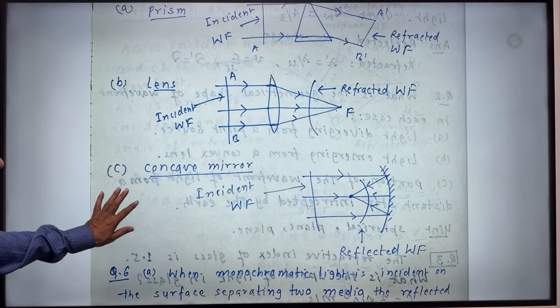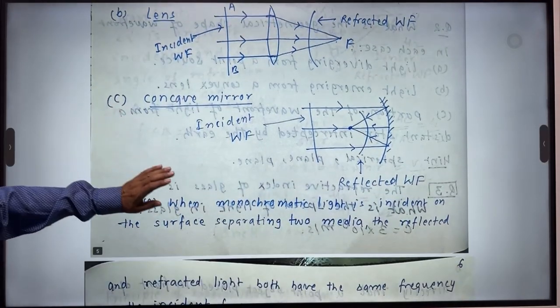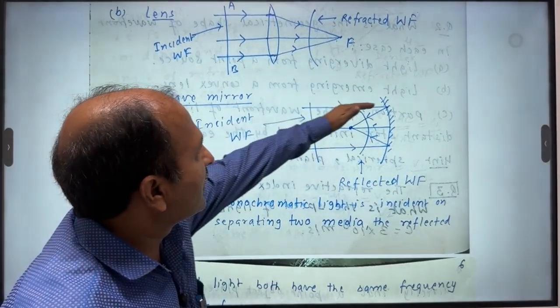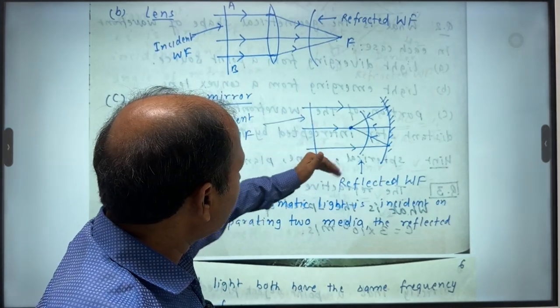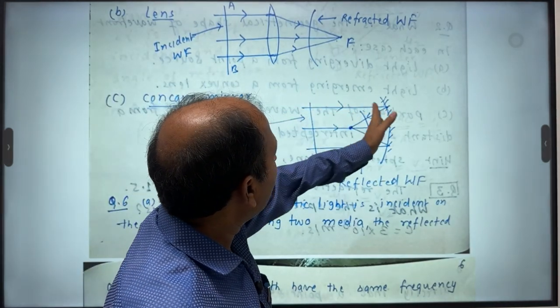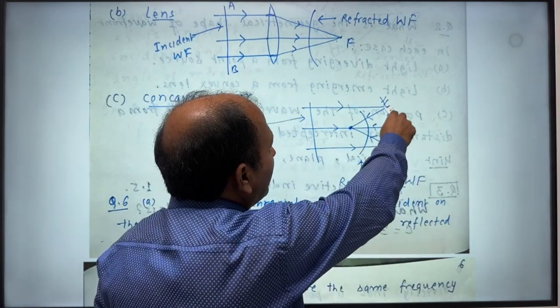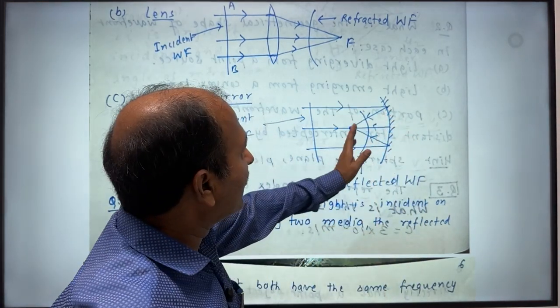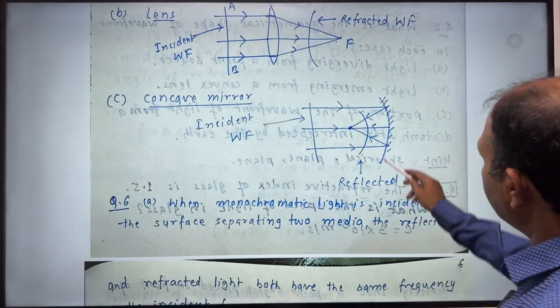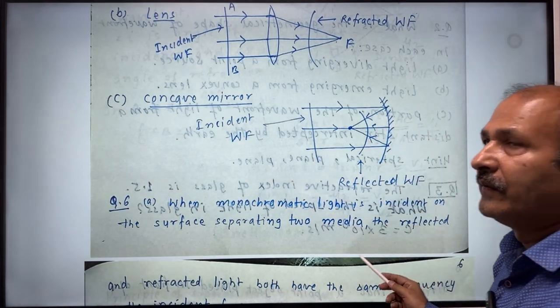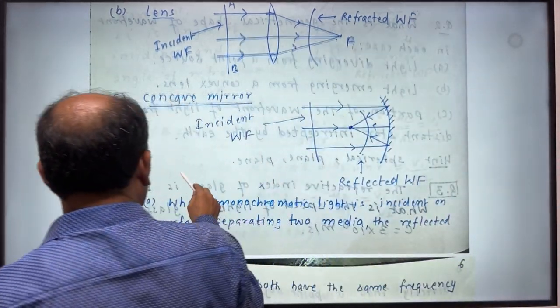Then we consider a concave mirror. In a concave mirror, you know, these are parallel rays. So here we draw the incident wavefront. Now after reflection from the mirror, these rays are meeting at the focus. So we can draw this type of wavefront, and this is called a reflected wavefront, right?